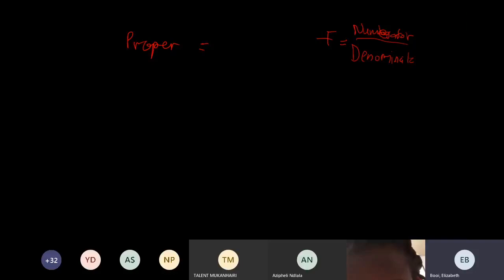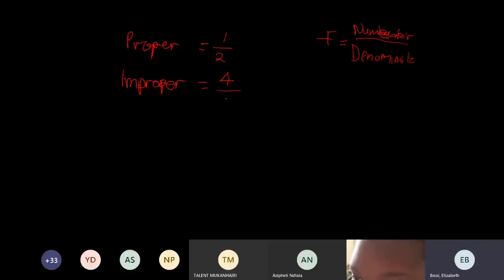When we talk about a proper fraction, your numerator is small. So let's say it's 1, and your denominator is big. So a proper fraction has a small numerator, the number at the top is small, and a bigger denominator, which means the number at the bottom is big. Then you also have what we call an improper fraction. In an improper fraction, your numerator is big and your denominator is small.